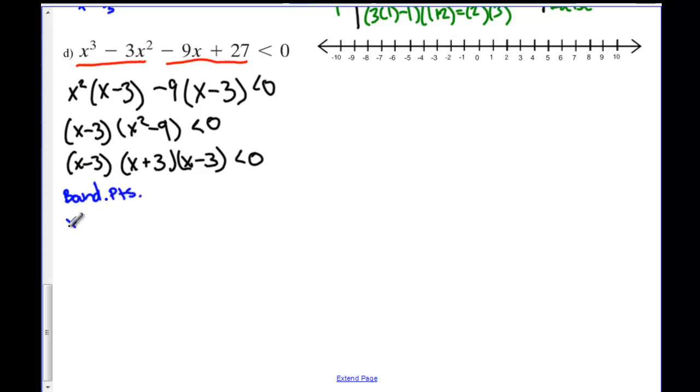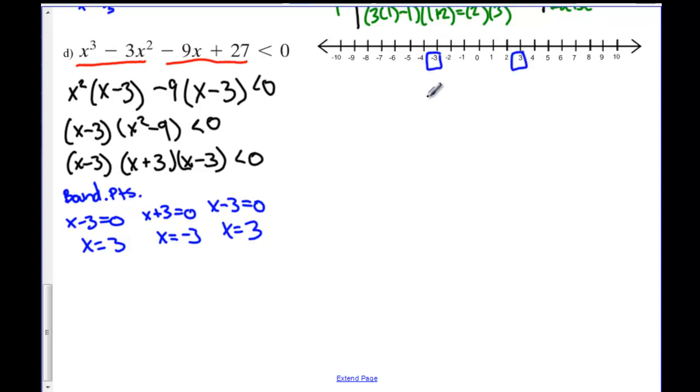And we're going to set x minus 3 equals 0, x plus 3 is 0, x minus 3 is 0. So we're going to get x is 3, x is negative 3, and then x equals 3 again, right? Well, that's fine. We're just going to mark it once, because marking the 3 twice doesn't make it any more special. So we have our points at negative 3 and positive 3. So there's our boundary points.